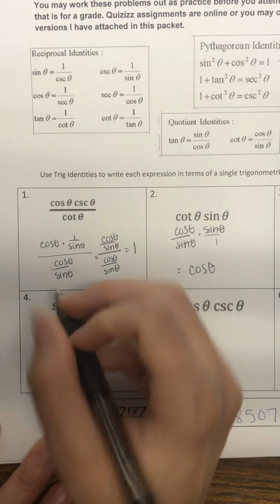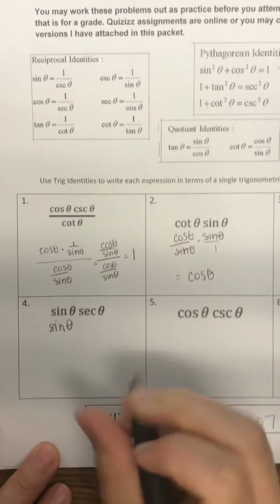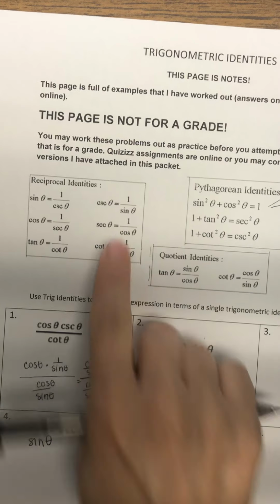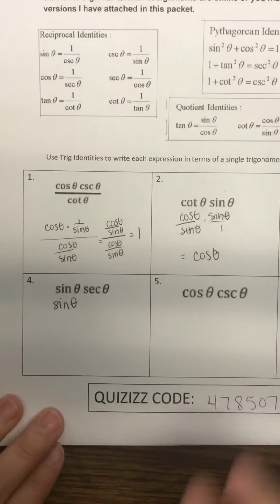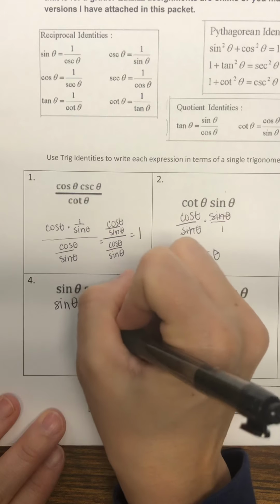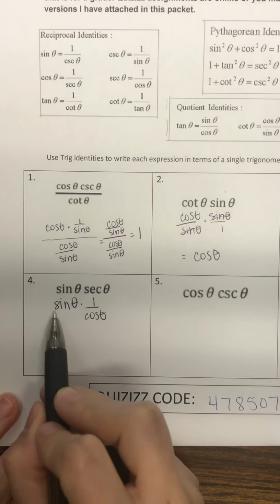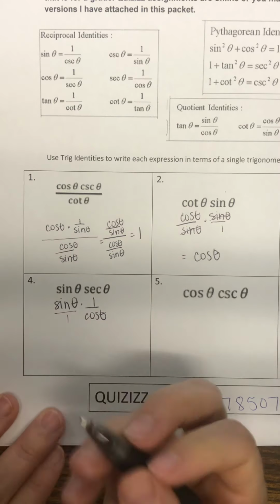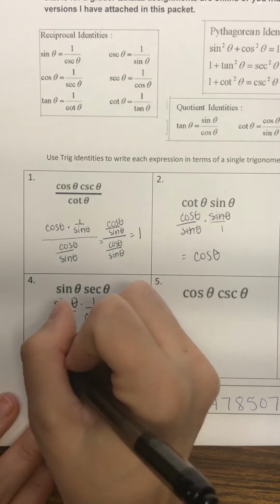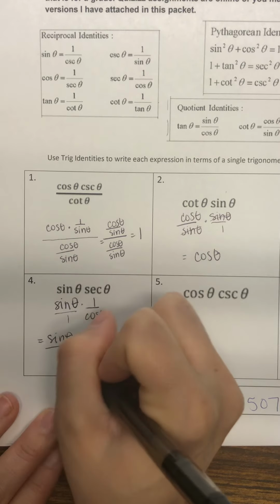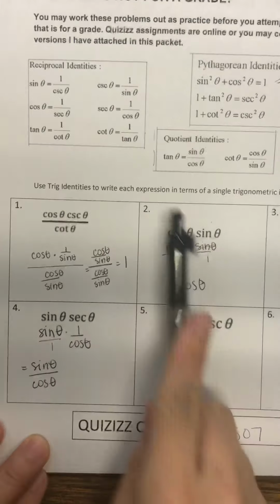Sine is already written in terms of sine. Secant, if you look up here, is 1 over cosine. So I'm going to write this as 1 over cosine. So this is going to be written over 1. So what I've got here is sine over cosine, which is tangent.